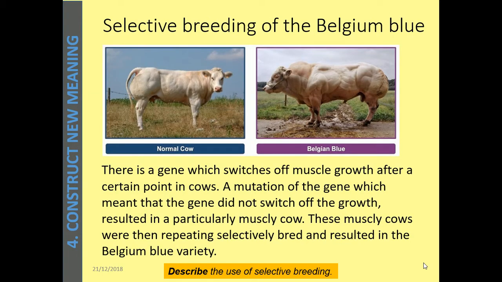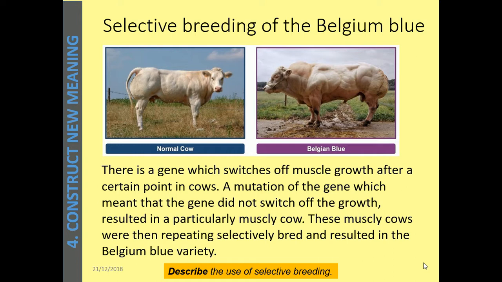This is a type of selective breeding that if you watch the programme Animal Farm, you'll find out more about. This is the Belgian blue. They describe it as having a double muscle. It's not really double muscle. The muscles are just huge. And what's happened is they found a particular gene which didn't switch off. Okay, so the mutation was that the gene didn't switch off the growth, and it resulted in this particularly muscly cow. And then what they did is they kept selectively breeding the muscly cows, and they just got bigger and bigger where the growth gene wasn't switched off, so the muscles just keep on growing and growing. And it's now the Belgian blue variety.